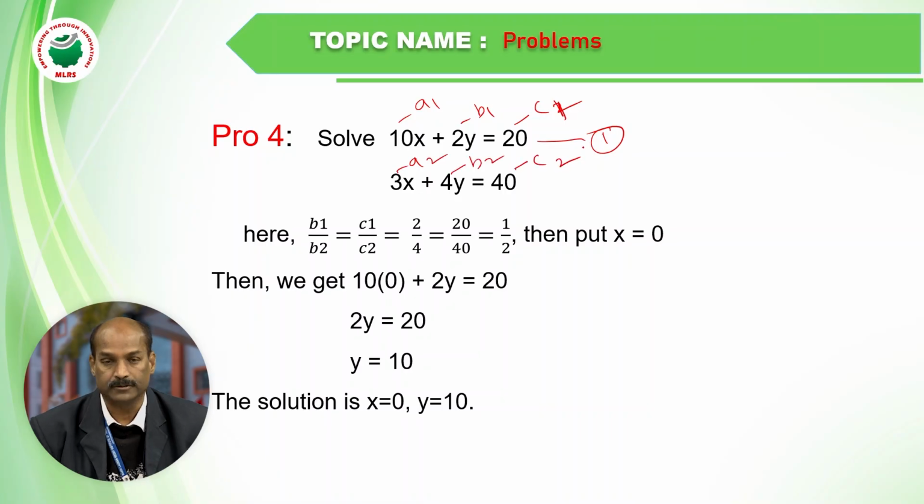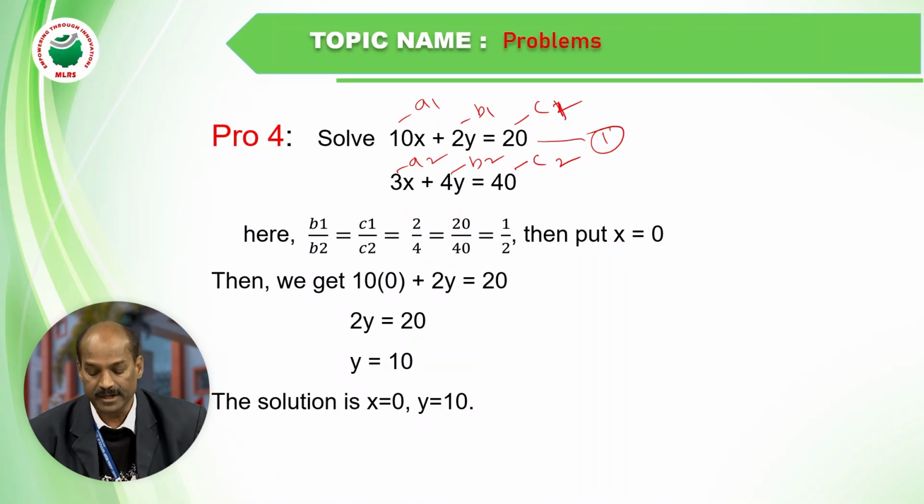this is C2. Now when we observe the coefficients of x, y and constants, then we observed that the ratio 2 by 4 equal 20 by 40. 2 by 4 how much? 1 by 2. 20 by 40 how much? It is also 1 by 2. So that is B1 by B2 equals C1 by C2. Therefore, in this case, we used y coefficients.